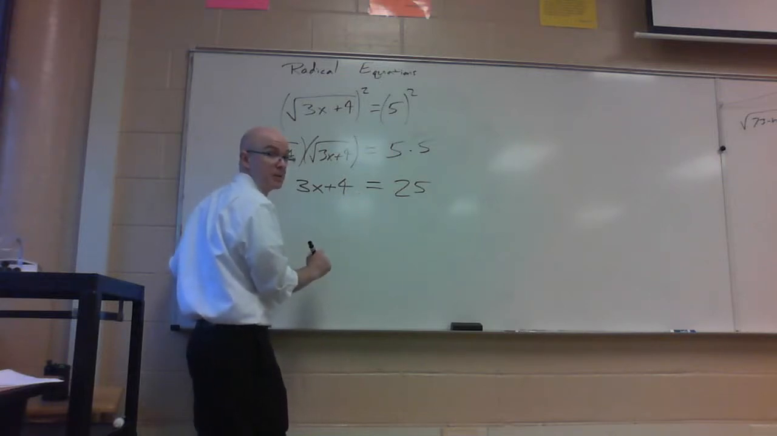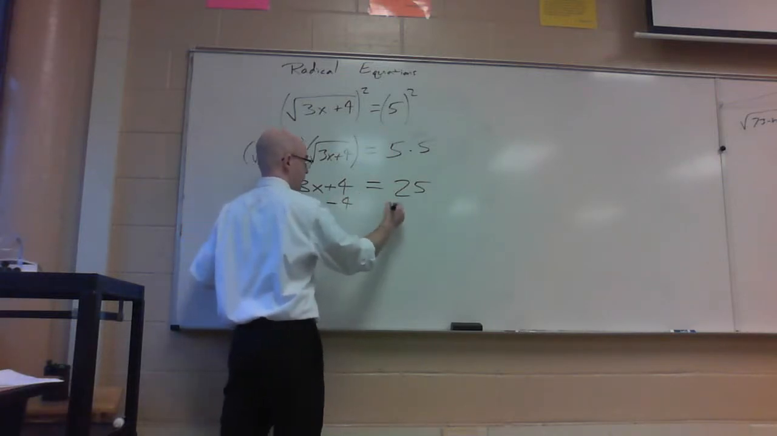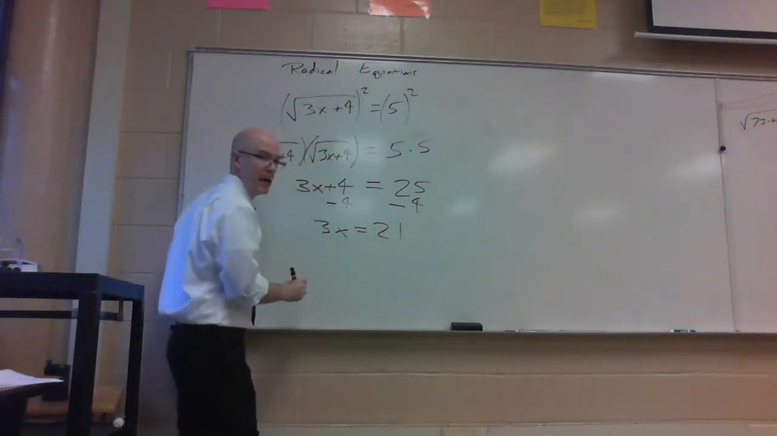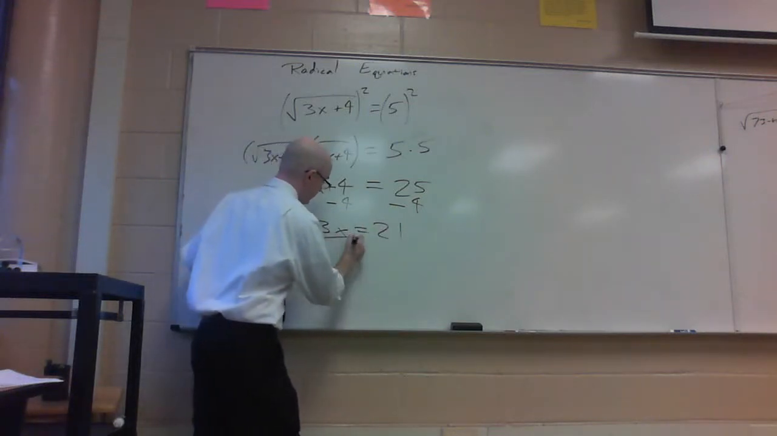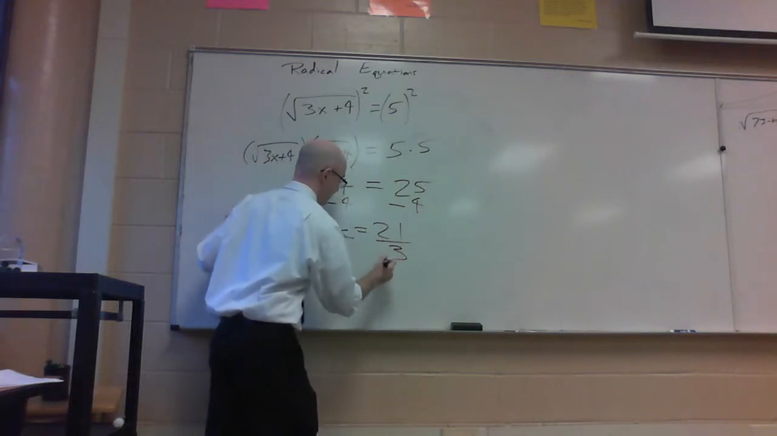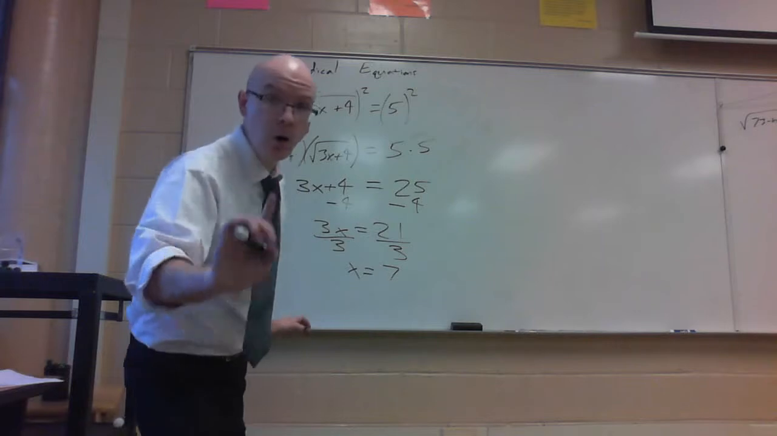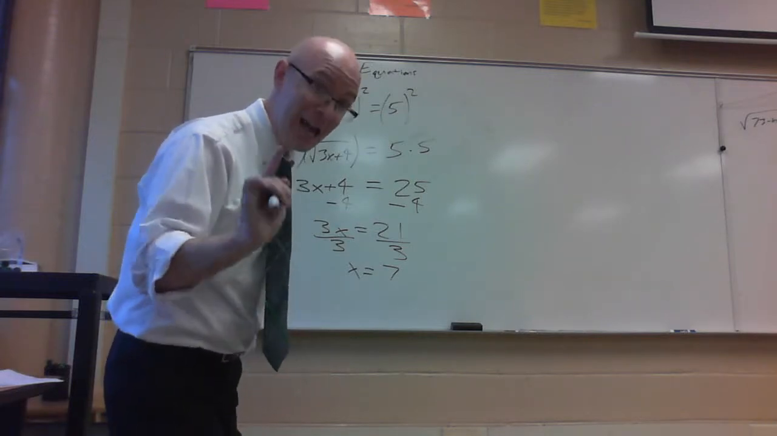What should I do next? Subtract 4. 3x equals 21. What to do next? Divide by 3. Isolate that x. X equals 7. Now, you're not quite done yet.